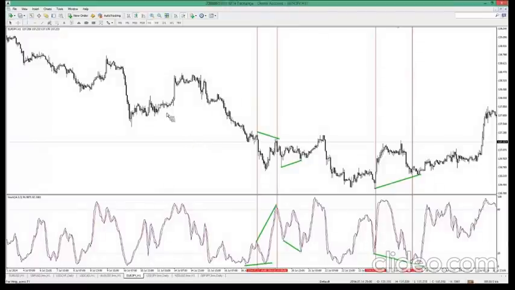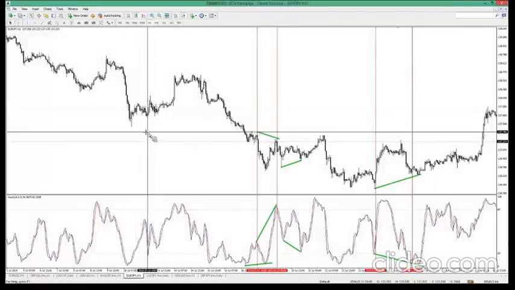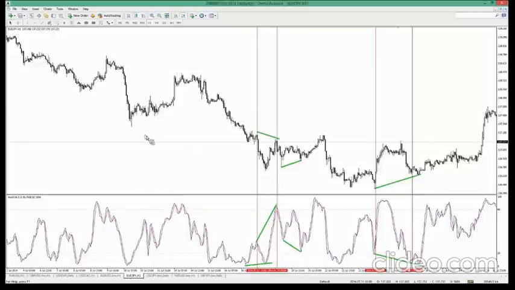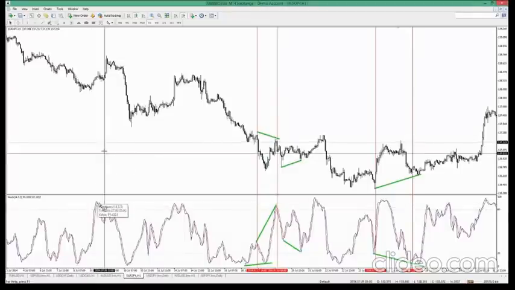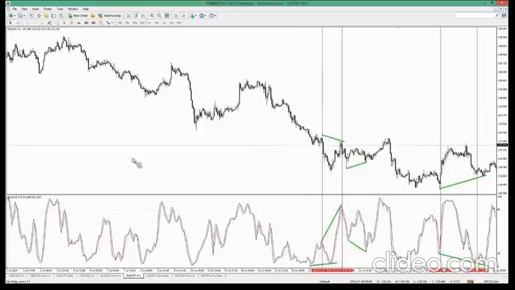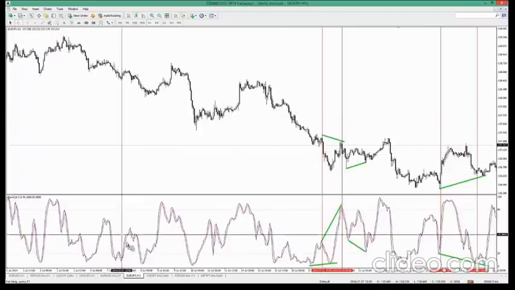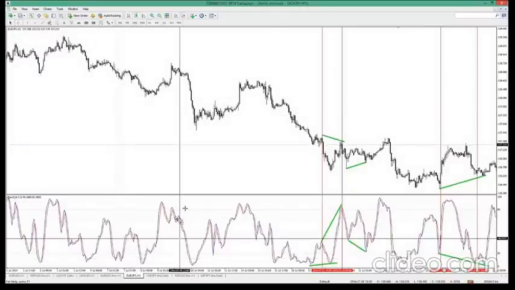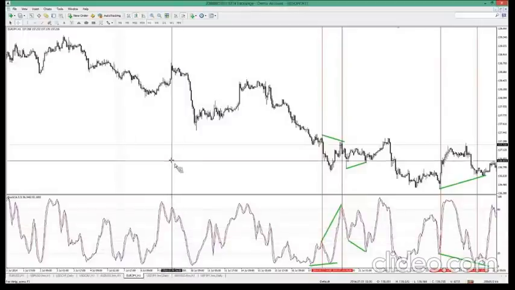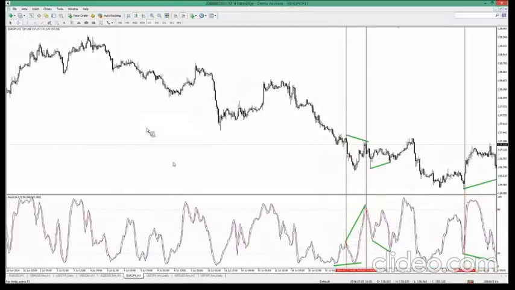RSI, I'm sure, works fine. I've been shown it on the stochastics, and I know guys that have traded and done exceptionally well trading it with this. You can get it on MACD as well. I personally find the MACD a little bit more difficult to see, so I just kind of focus on this thing. Now, unfortunately, it doesn't always work.